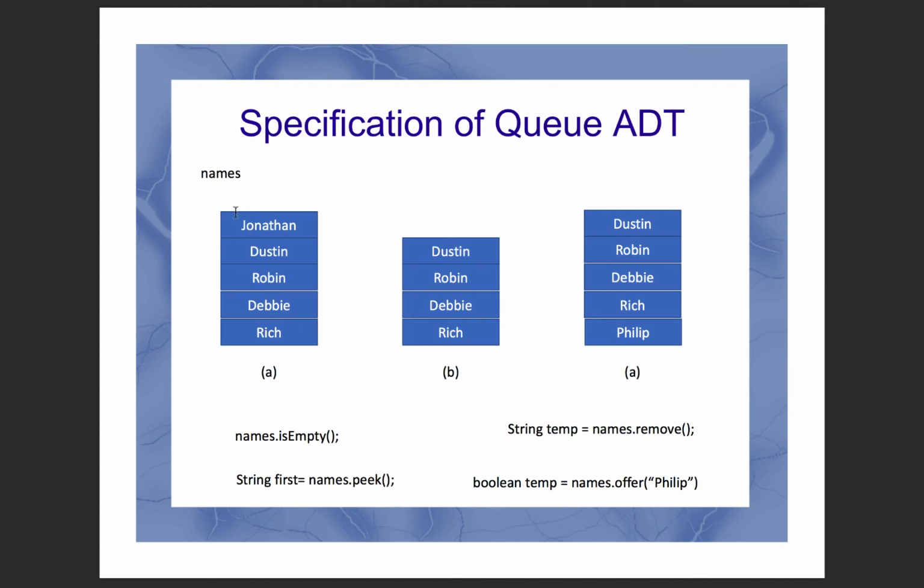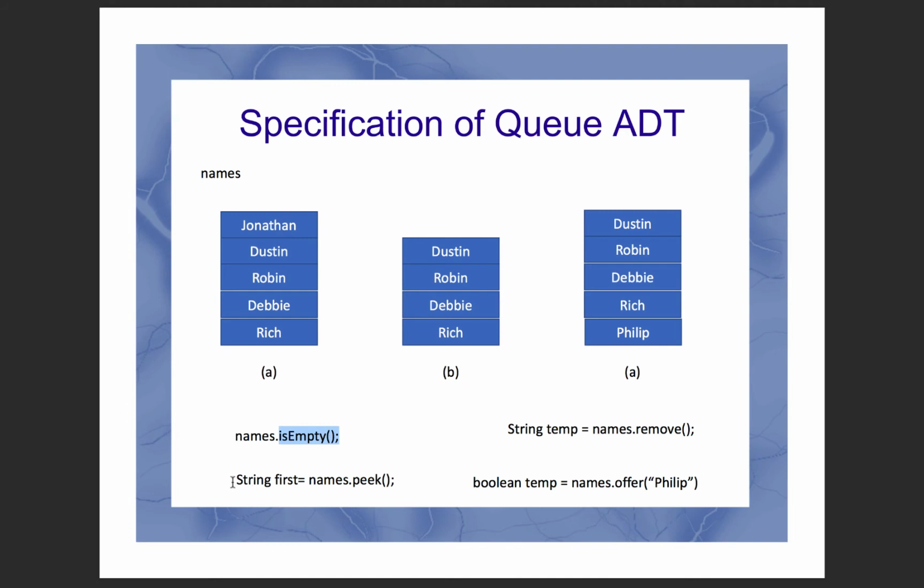If this is your queue, Jonathan is the front element of the queue, and Rich is the back element, the last element of the queue. So Jonathan joined the queue before all these persons. Now if you call the isEmpty method, names.isEmpty basically checks whether your queue is empty or not. The queue is not empty, thus it should return false.